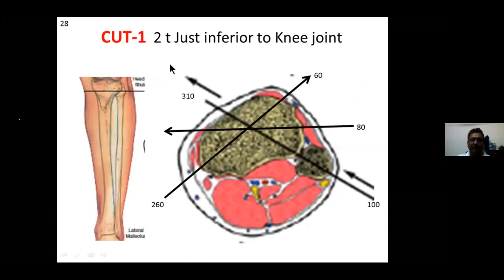Wire placement in this one: if you fix the fibula, you must insert the wire through the neck of the fibula from 100 to 310 degree. You should not place wire from medial to lateral side in this situation. Here, the neck of the fibula is the surface landmark for the common peroneal nerve. Optimal divergence is achieved by passing wires from 100 to 310 degree and 60 to 260 degree.